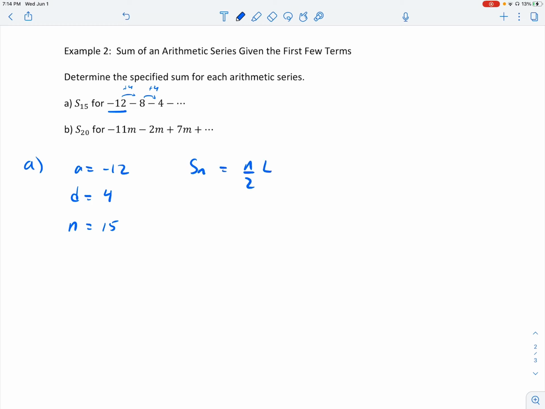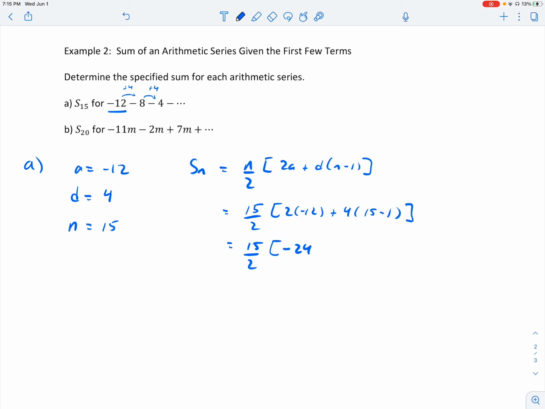This should be pretty easy. We could just use our second formula where we have the first term. It's N over 2 times 2 times the first term, plus D times N minus 1. This was our second equation that we had. We're just going to plug these in and calculate our total. So N is 15, A is negative 12, D is 4. Just be careful plugging everything in, and don't make any mistakes. I'm going to leave the 15 over 2 the way it is for now.